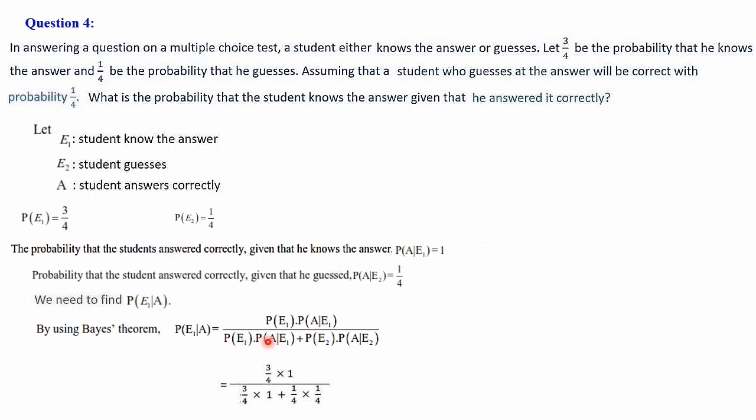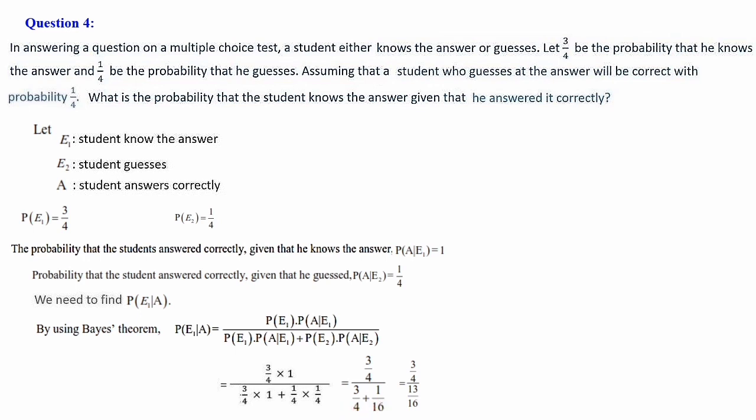Divided by P of E1 into P of A given E1, same as in the numerator, 3 by 4 into 1, plus P of E2. P of E2 is 1 by 4, into P of A given E2. A given E2 is again 1 by 4. That is equal to 3 by 4 into 1 is 3 by 4, then 3 by 4 into 1 again 3 by 4. 1 into 1 is 1, 4 into 4 is 16. So 1 by 16.